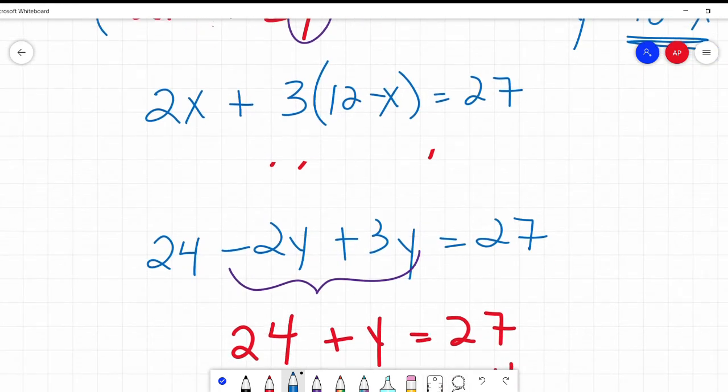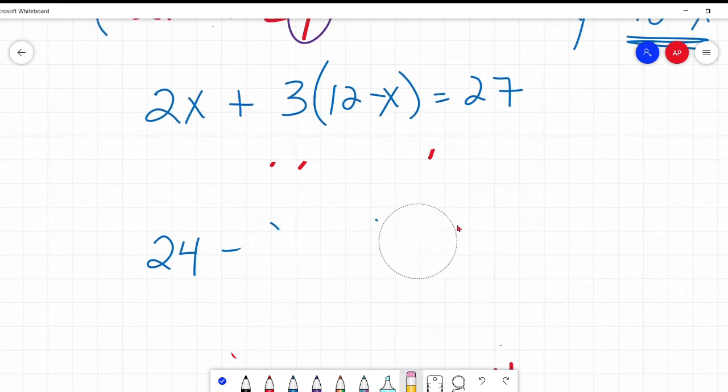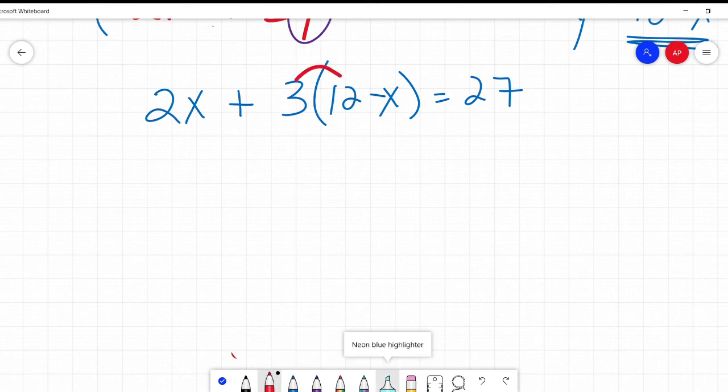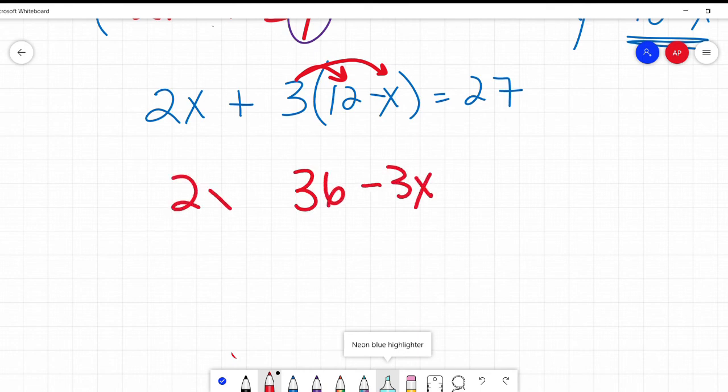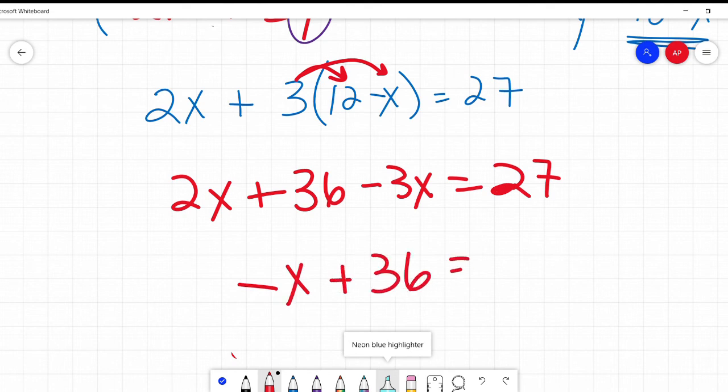So, let's erase all that down there. Messy, messy whiteboard. Okay, so then next step, I'm going to distribute. So I'm going to get 36 minus 3x. I'm going to bring down that 2x too. Now I can combine like terms with the 2x and the minus 3x. So that's negative x plus 36 equals 27.